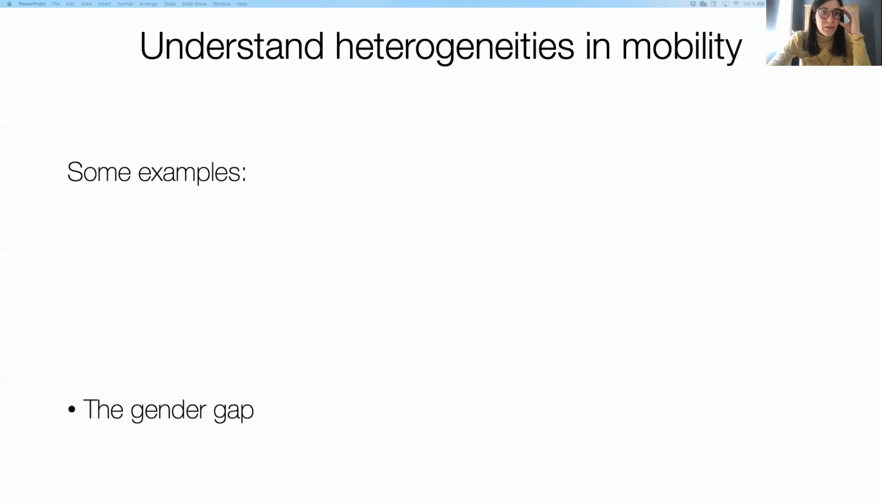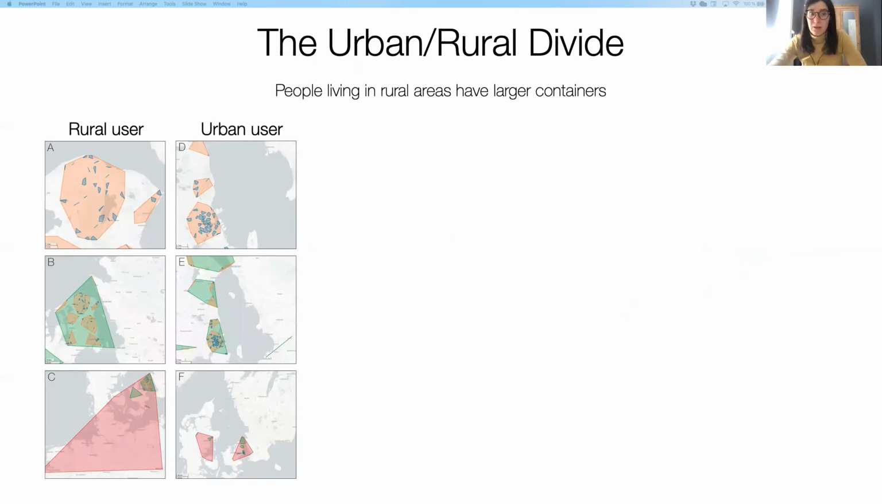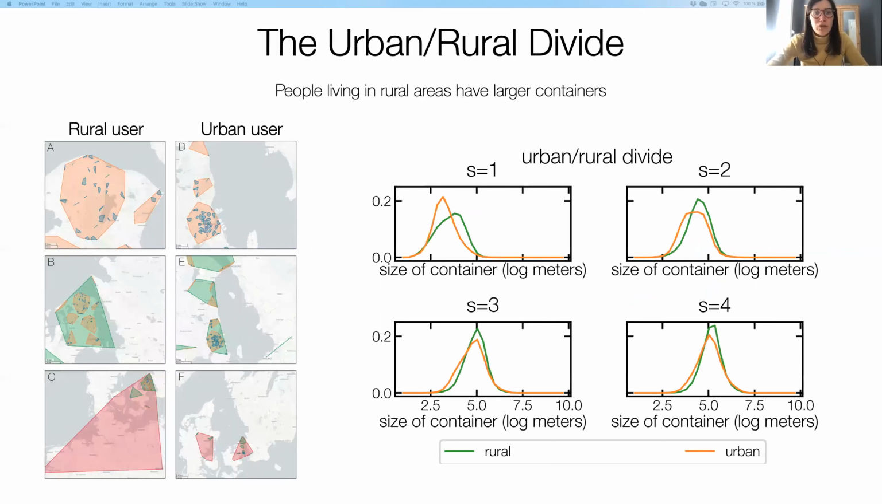And another important aspect we looked at is the urban-rural gap. There are a lot of differences between individuals living in urban areas versus rural areas. And this is also captured by our model because rural users, or people living in the countryside, have a harder time accessing opportunities. So their containers are much larger compared to urban individuals. And when we looked at the distributions of container sizes for urban and rural individuals, we can see clear differences, especially for lower levels. So at the level of the neighborhood and the city, urban individuals have much smaller containers.